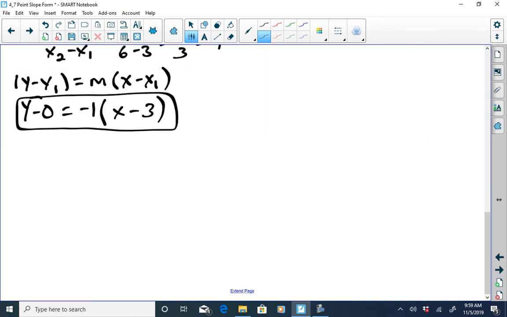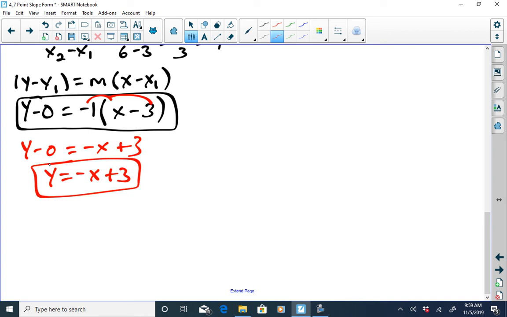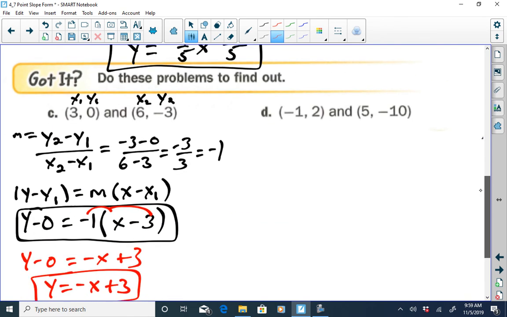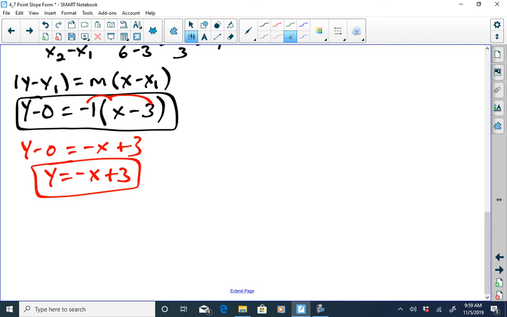Now I want to write that in slope-intercept form. So we're going to have to distribute. y minus 0 is going to be equal to the opposite of x plus 3. We simplify that: y equals the opposite of x plus 3. There's my equation in slope-intercept form. And we'll just do one more of these.